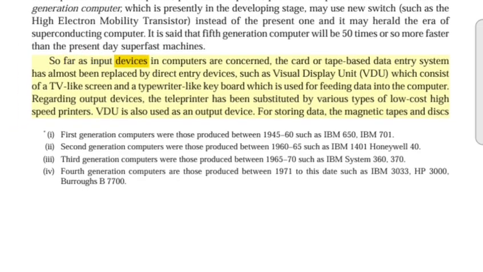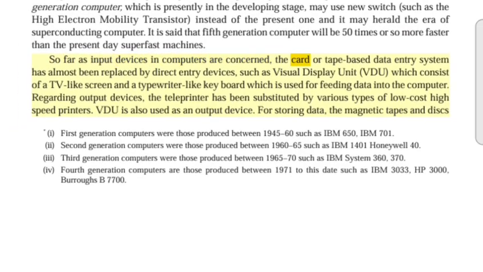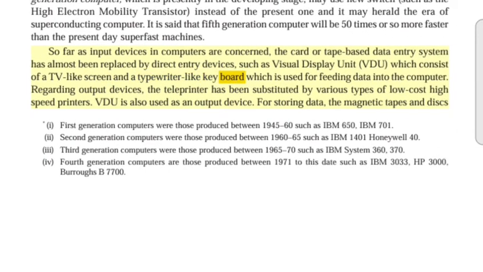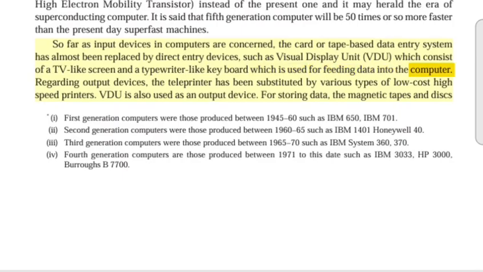So far as input devices in computers are concerned, the card or tape-based data entry system has almost been replaced by direct entry devices, such as Visual Display Unit (VDU), which consist of a TV-like screen and a typewriter-like keyboard which is used for feeding data into the computer. Regarding output devices, the teleprinter has been substituted by various types of low-cost high-speed printers. VDU is also used as an output device.